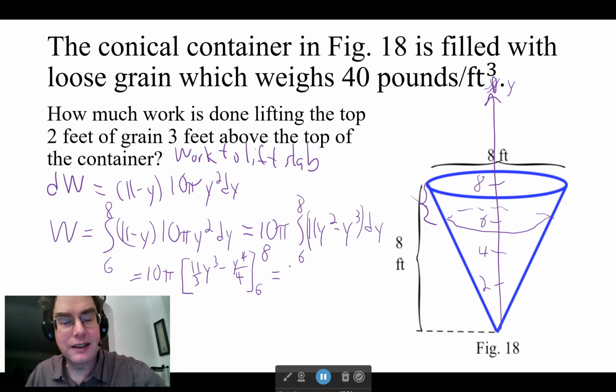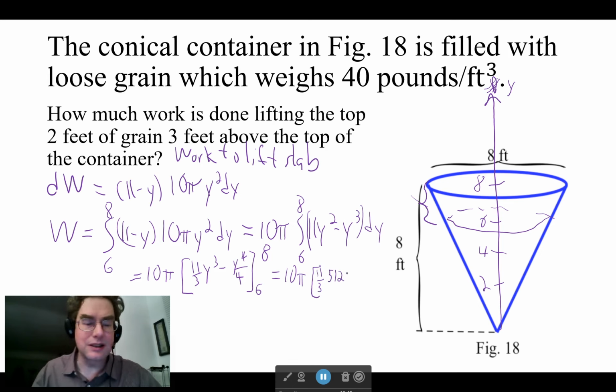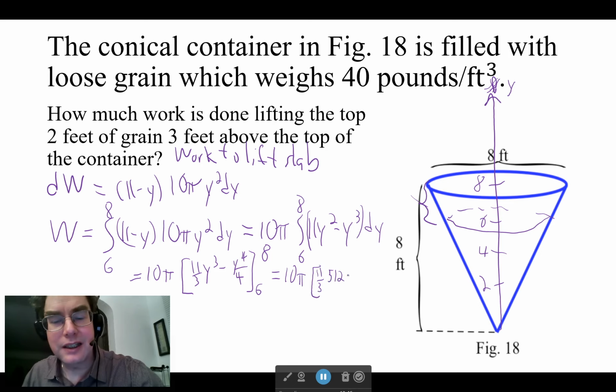So we put the y in. We're going to get 11. Oh, we got to have our 10 pi out there still. Let's not forget about that. We got the 10 pi. We got the 11 thirds. 8 cubed is 512. You could try to leave this as 8 cubed and so forth, but let's just do it this way. Okay, and then minus. We've got 8 to the 4th, which is 4,096 over 4. That's going to simplify a little bit if we decide to do that.